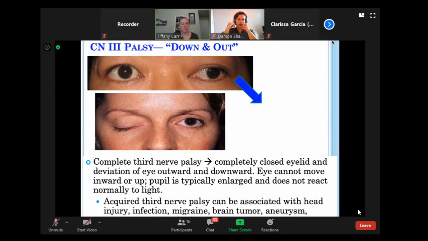Then the acquired third nerve palsy can be associated with head injury, infection, migraines, tumor, aneurysms, diabetes, or high blood pressure. And this is what it would look like if they were able to open their eyes. Because remember, we talked about how the only muscles that are working are the abducens and the trochlear nerves. So those are both pulling laterally. The oculomotor innervates the other 4 muscles.